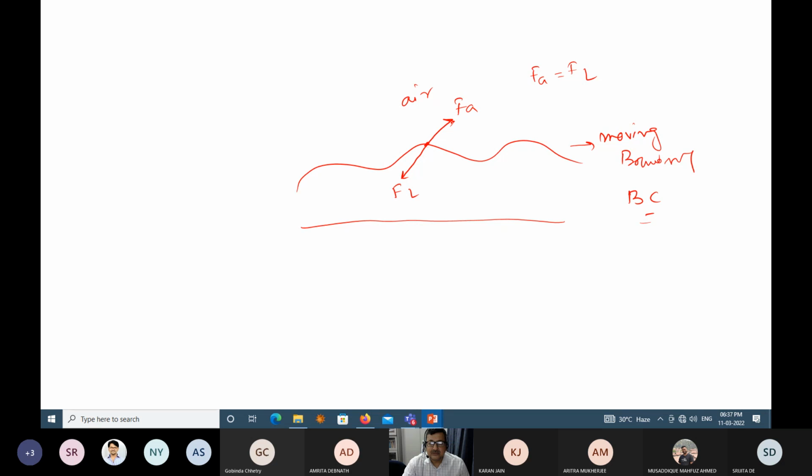What I do is resolve this force into the normal component, and I resolve this into the tangential component. Normal with respect to this, tangential with respect to that. So FA will have a normal and tangential component, FL will have a normal and tangential component. Now I balance normal to normal and tangential to tangential. How do I do that? Let us see.